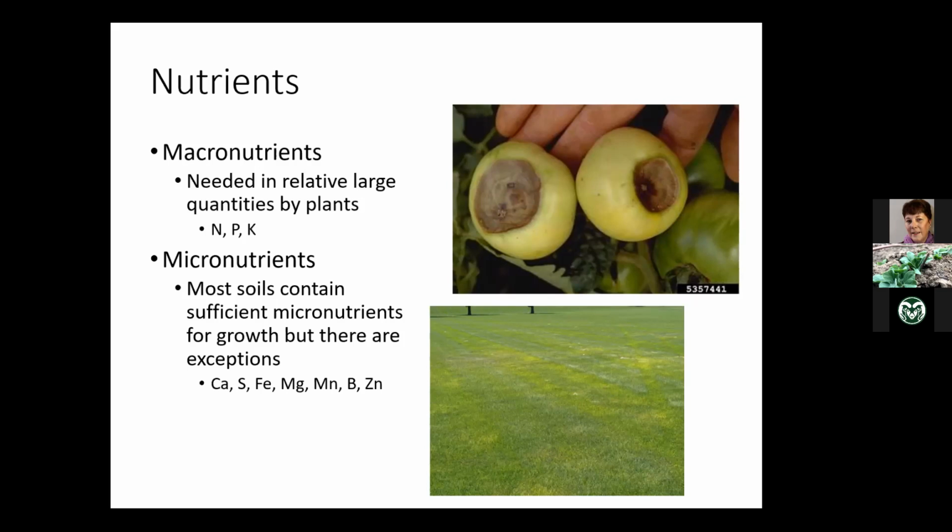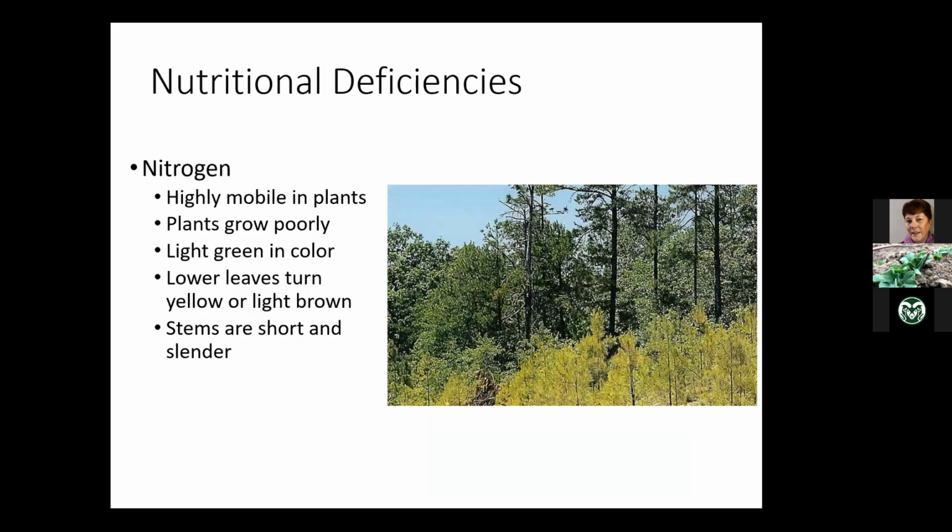So nutritional deficiencies, again, like I said, nitrogen is highly mobile in plants. Plants will grow poorly. Nitrogen deficiency starts with lower leaves on the bottom portion of the plant. And so the lower leaves will start to turn yellow or light brown, and then it looks like it kind of moves up the plant. Stems are short and tender.